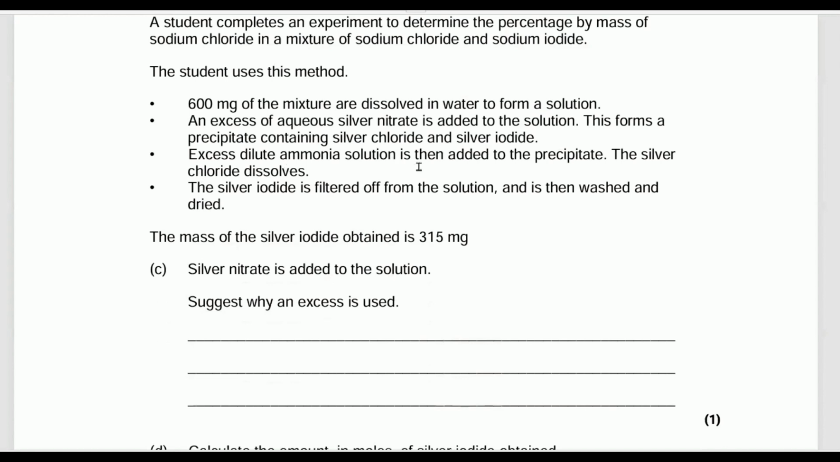Excess dilute ammonia solution is then added to the precipitate. The silver chloride dissolves. The silver iodide is filtered off from the solution and is then washed and dried. The mass of silver iodide obtained is 315 milligrams. Silver nitrate is added to the solution. Suggest why an excess is used.